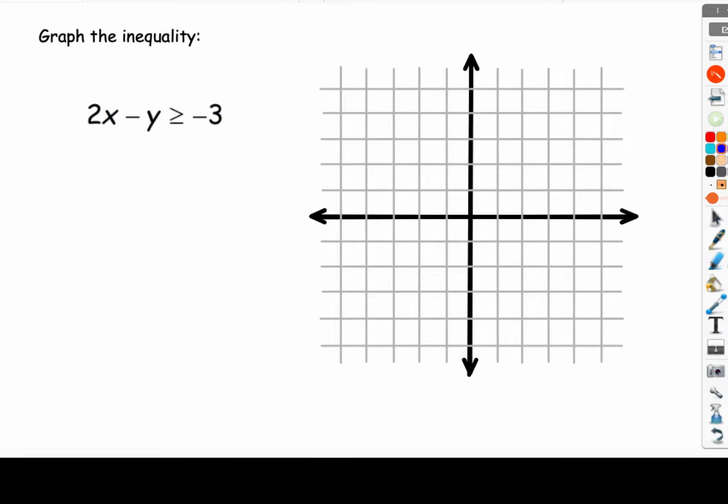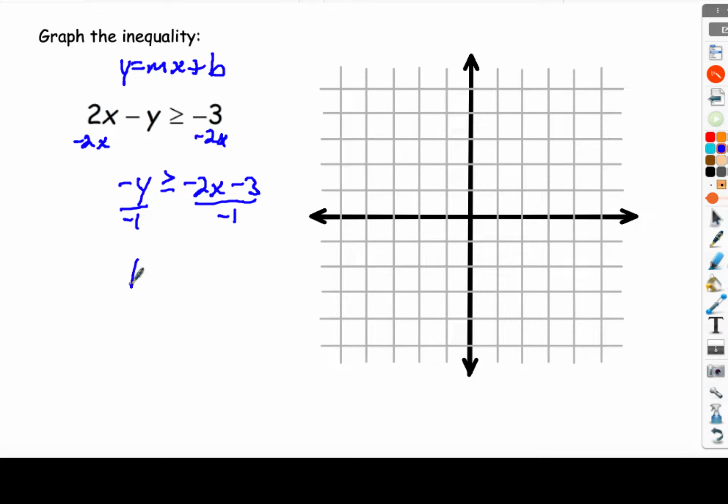One of the simplest ways to graph a linear equation or inequality is to first put ourselves into y equals mx plus b form. So let's go ahead and solve for y. I'm going to subtract 2x from both sides, leaving me with negative y is greater than or equal to -2x minus 3. Then I'm going to divide by -1. Now don't forget, this is an inequality. So if we divide by -1 on both sides, remember the rule, we're going to flip that sign, and -2 over -1 becomes a positive 2x, and -3 over -1 becomes a positive 3.